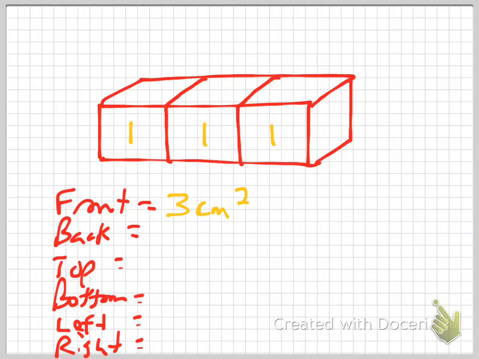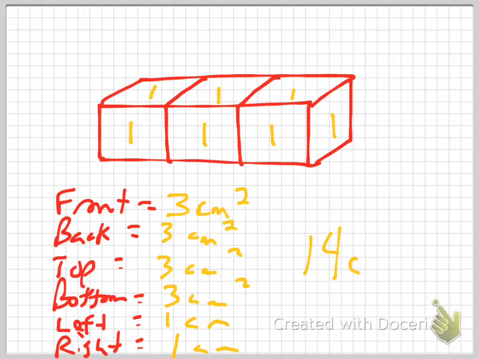Yes? What's the back then? What would the top be? At the bottom? What about the left? 1, right? And the right is 1. Add them all up. What do I got? 14 squared centimeters. Does that make sense? Okay. Do number 3 there.